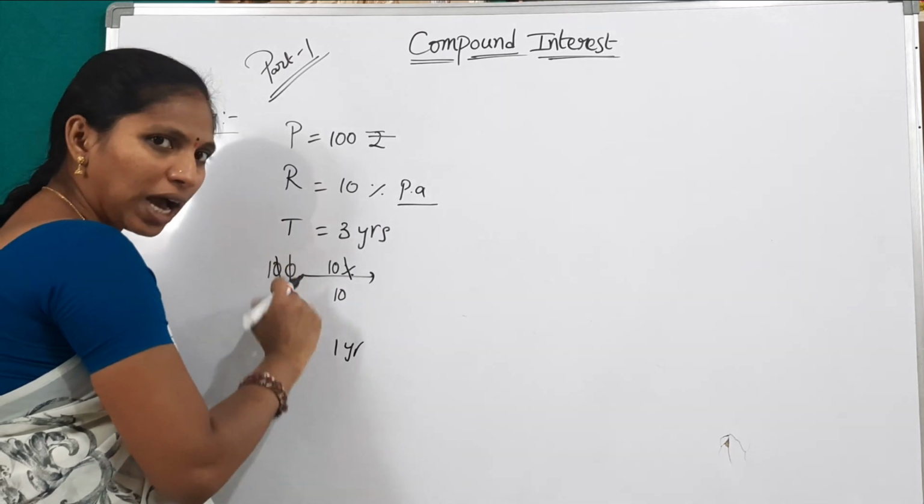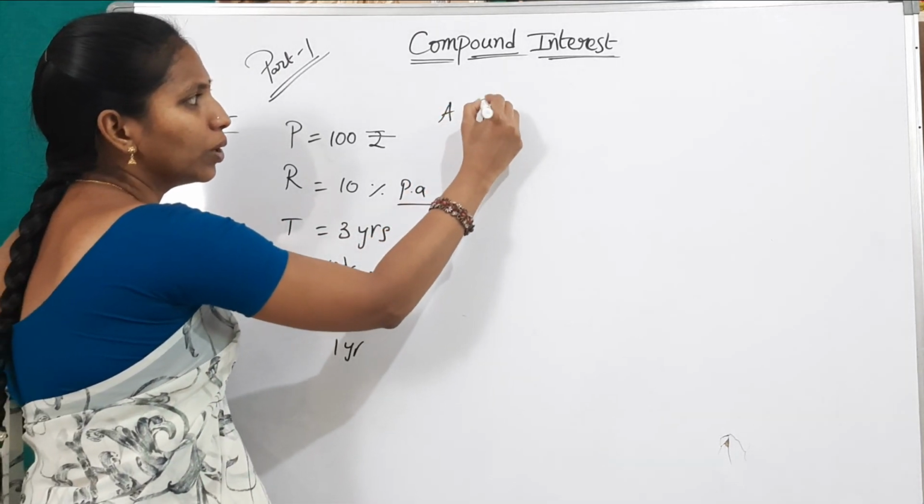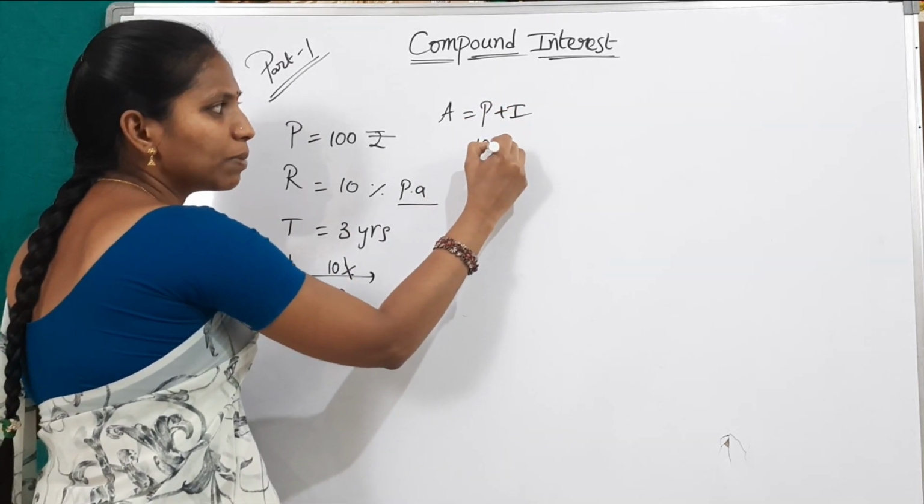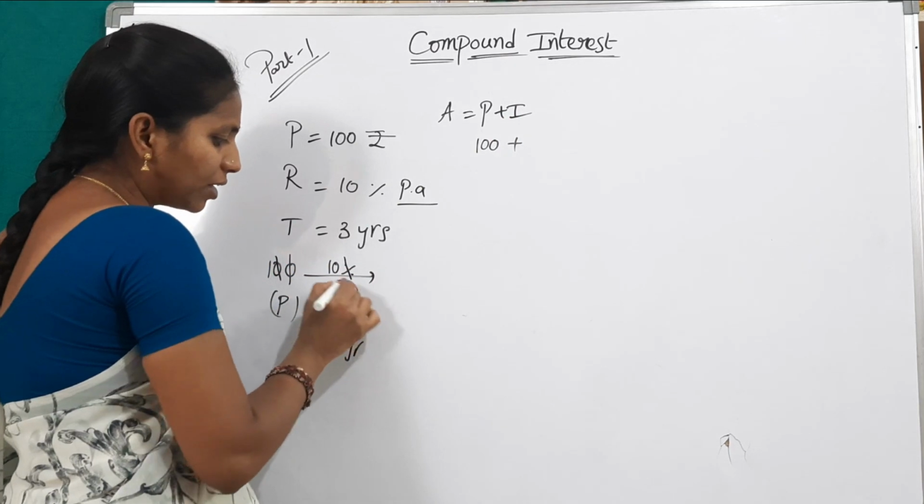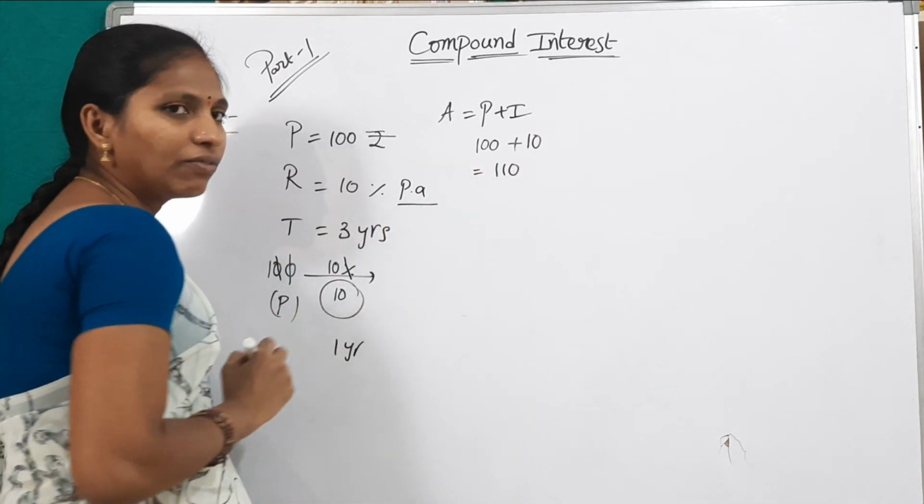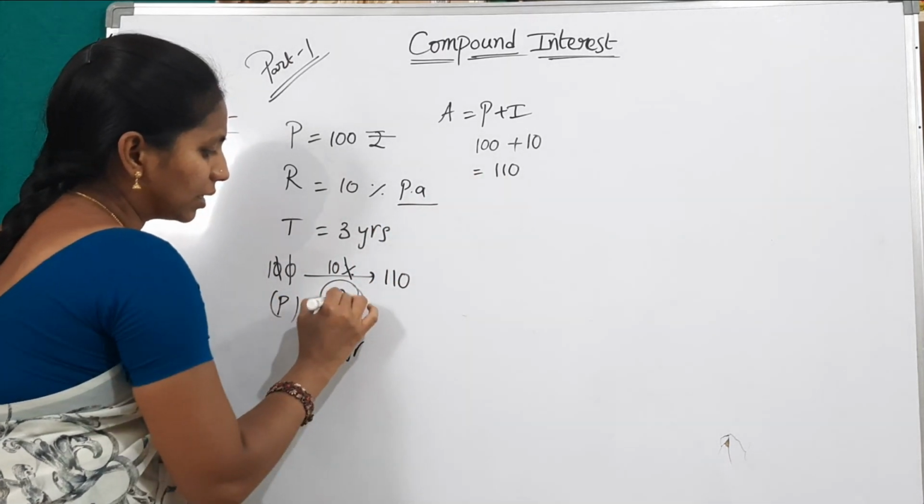So what is the amount after 1 year? What is meant by amount? A is equal to P plus I. Principal plus interest. What is the principal? 100. Plus what is the interest for the first year? 10 rupees. So the amount after 1 year is 110 rupees. Here 110 is the result.